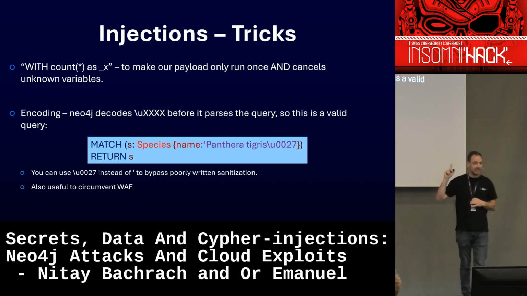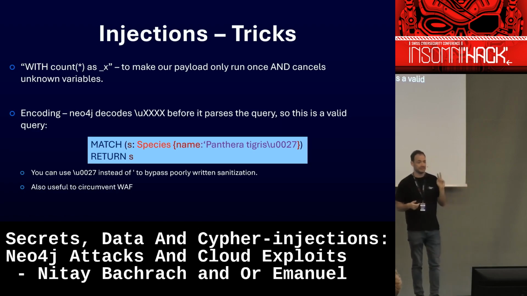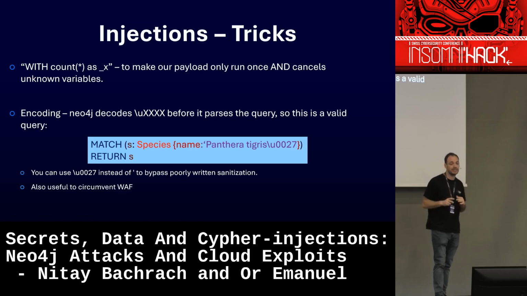So the one with count, I always add, and there are two things I'm trying to achieve with count. The first thing, for every row we retrieve, Neo4j would run our payload. And some databases are really big. There could be billions of nodes. So that would be billions of requests, and it's not going to work. And with this, it solves it. It's only one row, and that's it. The payload runs only once.